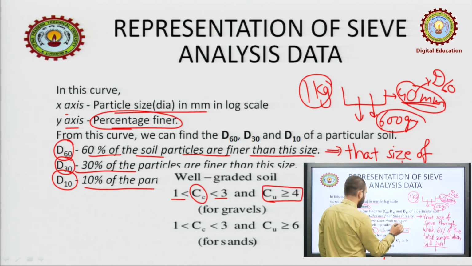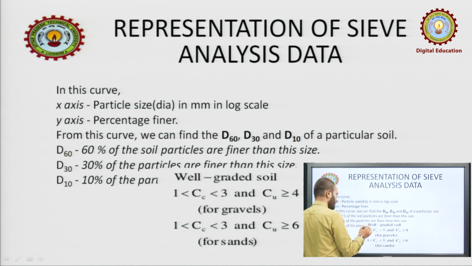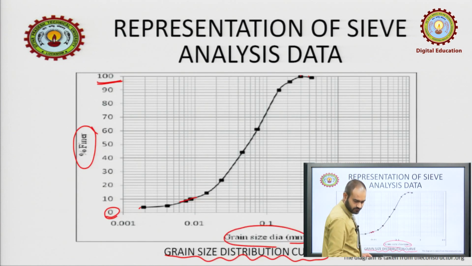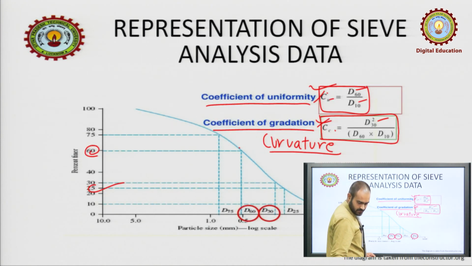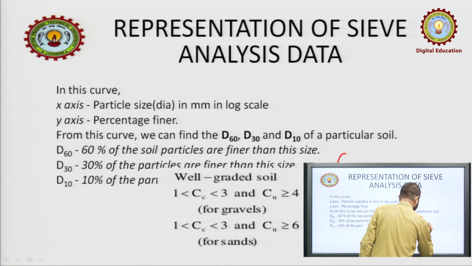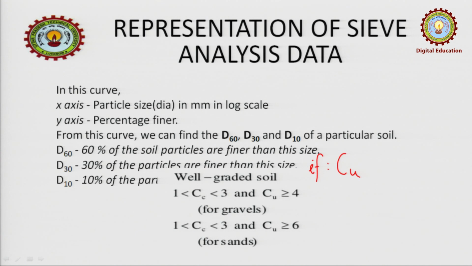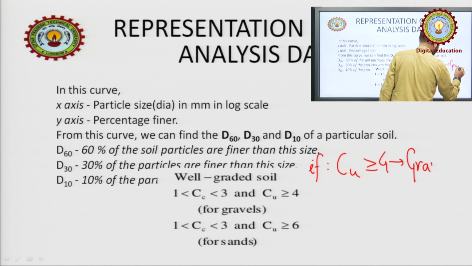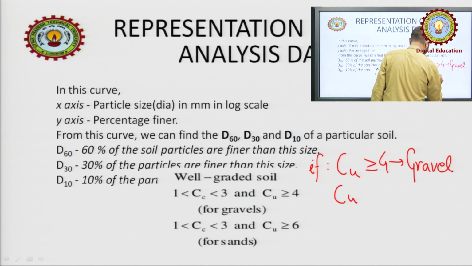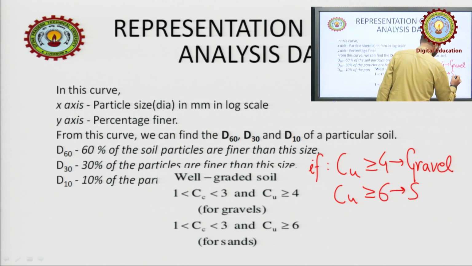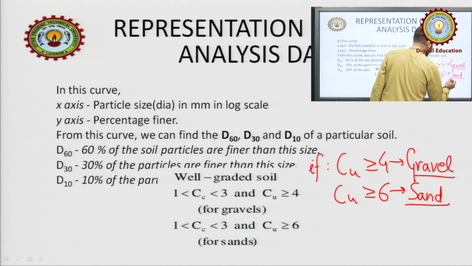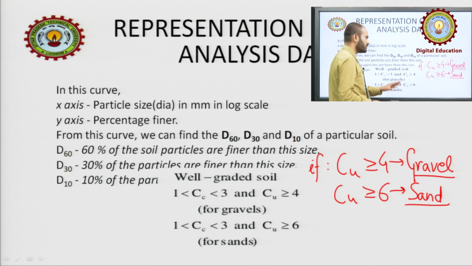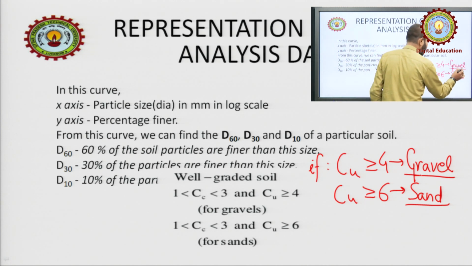Let me write here. If Cu is greater than or equal to 4, it means it is a gravel. Please copy it, it's an important part. If Cu is greater than or equal to 6, it means it is sand. Gravel and sand, this is the first part. Cu, the coefficient of uniformity, comes in handy to identify whether the soil is gravel or sand.